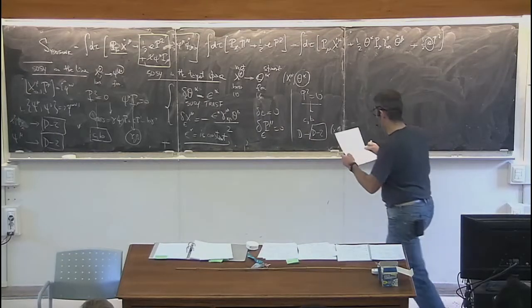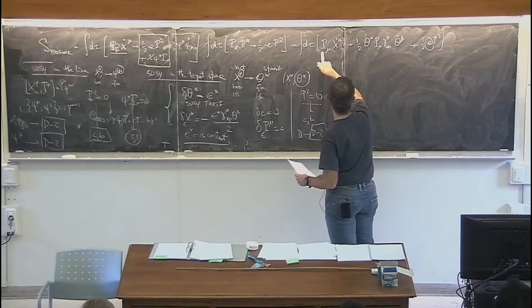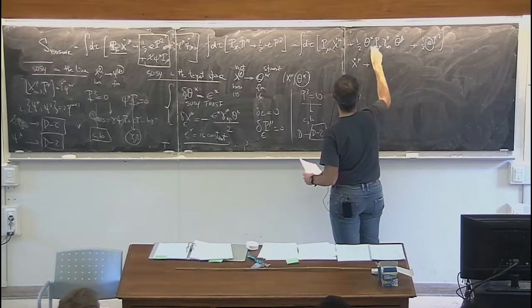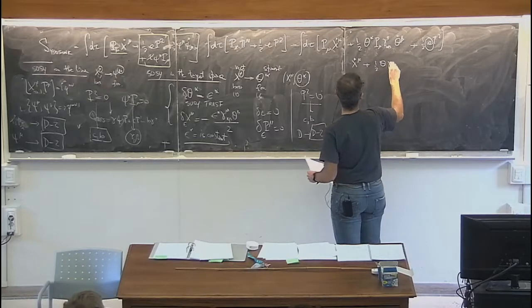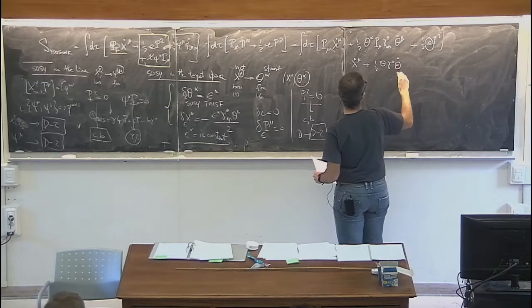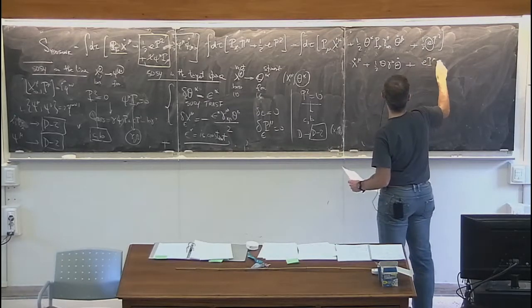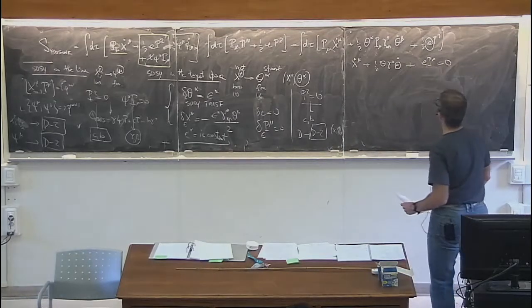Okay, what are the equations of motion in this case? Well, one equation of motion, if I take a derivative with respect to p, I get x^μ plus half of θ γ^μ θ dot, plus here I get e p^μ equal to 0. That's the first equation of motion.